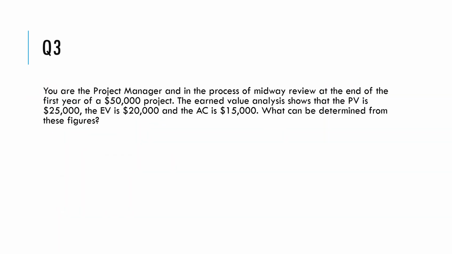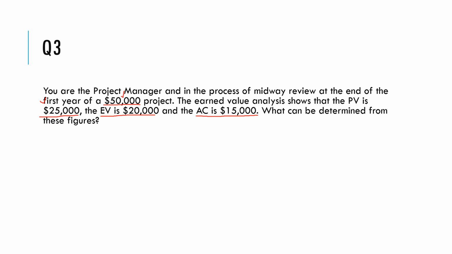Now, question three. You are the project manager and in the process of a midway review, at the end of the first year of a 50,000 US dollars project. So the cost of the project is 50,000 US dollars. The earned value analysis shows that PV, the planned value, is 25,000 US dollars, EV, the earned value, is 20,000 US dollars, and AC, the actual cost, is 15,000 US dollars. What can be determined from these figures?